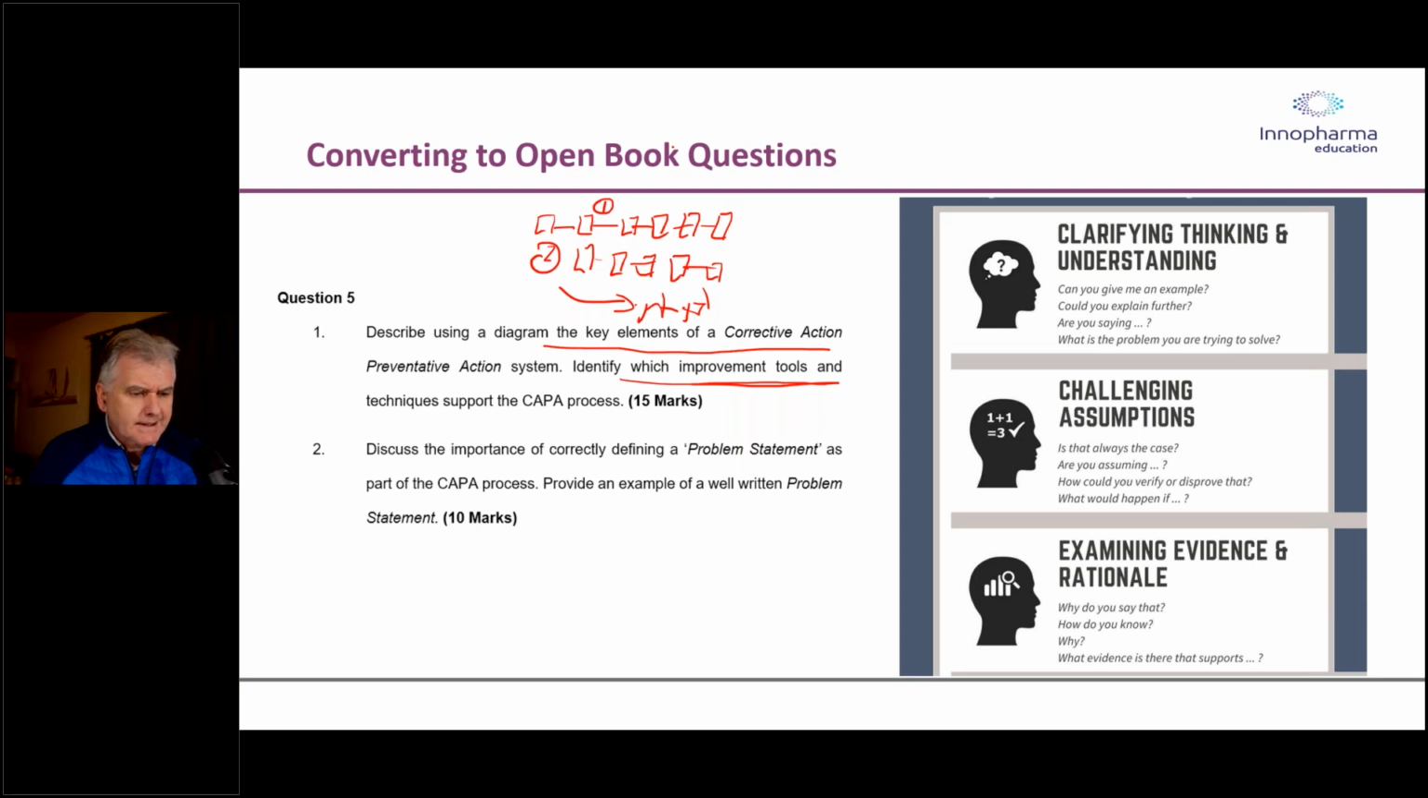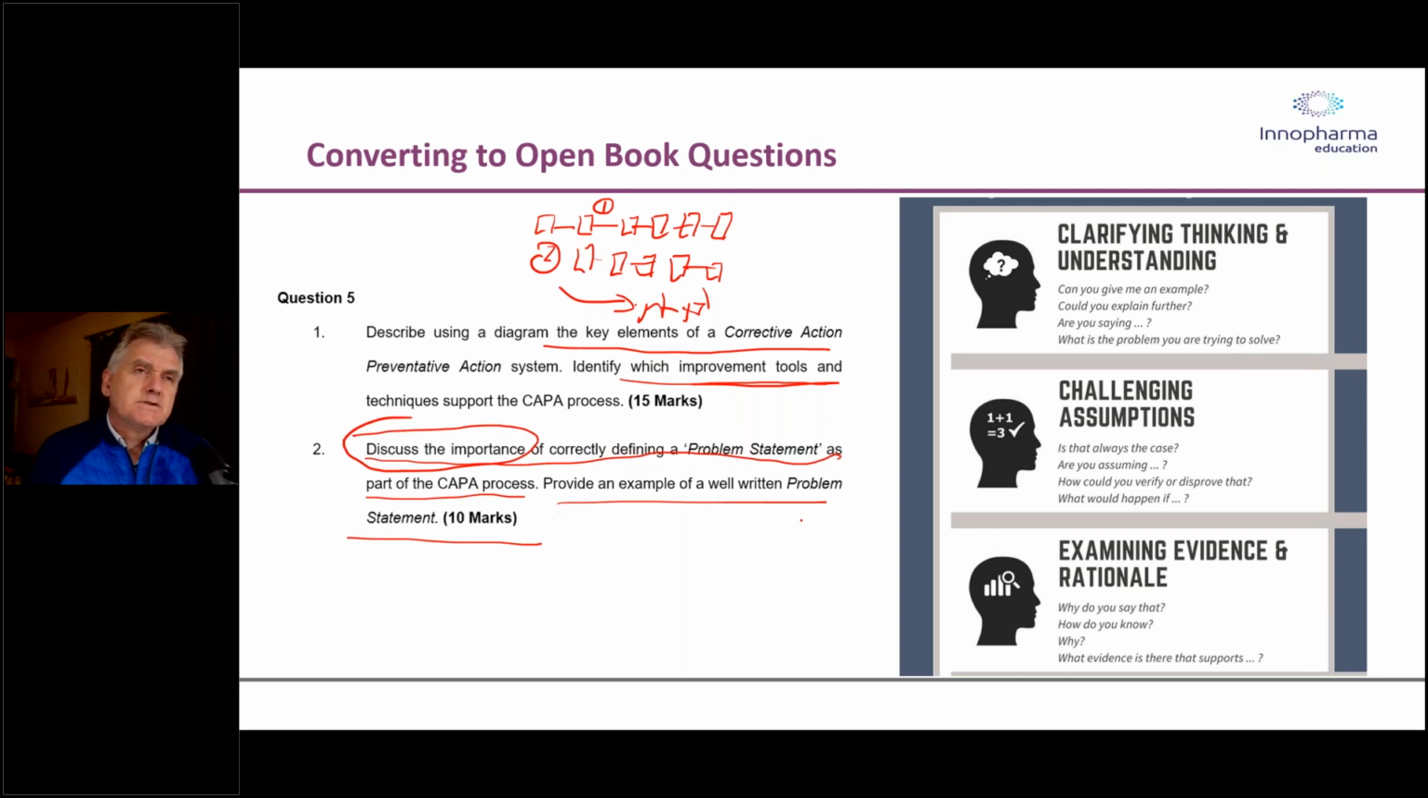Discuss the importance of correctly identifying a problem statement as part of CAPA and provide an example of a well-written problem statement. So discuss the importance. Again, I wasn't asking specifically what are the 3 or 4 elements of a problem statement, which would be very straightforward, but discuss the importance is a little bit more of an open book style. So you're asking somebody the impact of doing it right or the impact of doing it wrong, and then provide an example of a well-written problem statement.